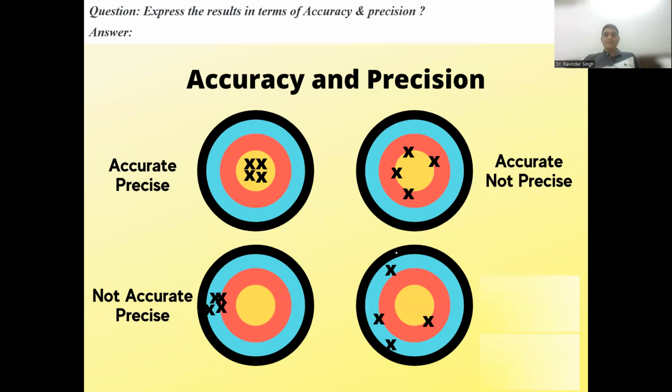In the last case, you can see all the hits are far away from the center, so results are not accurate. All the hits are not closer to each other, so results are also not precise. So in the last case, all the results are neither accurate nor precise.